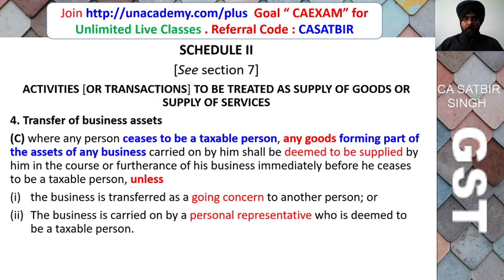Where any person ceases to be a taxable person, any goods forming part of the asset of any business carried on by him shall be deemed to be supplied by him in the course or furtherance of the business immediately before he ceases to be a taxable person, unless the business is transferred as a going concern to another person, or the business is carried on by a personal representative who is deemed to be a taxable person. So if the person transfers his unit as a going concern, then it will not be a supply.